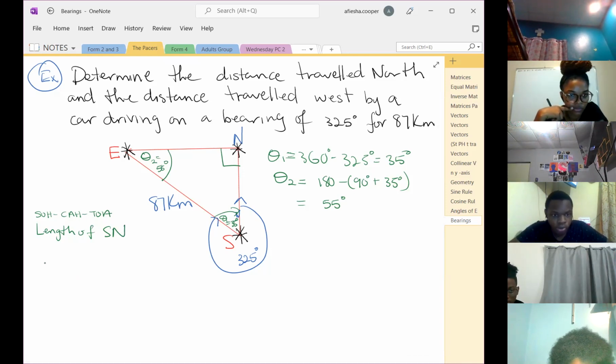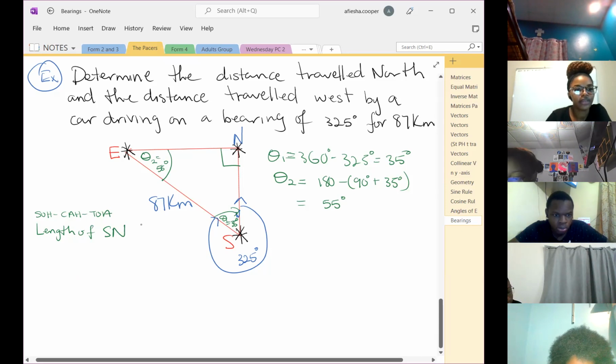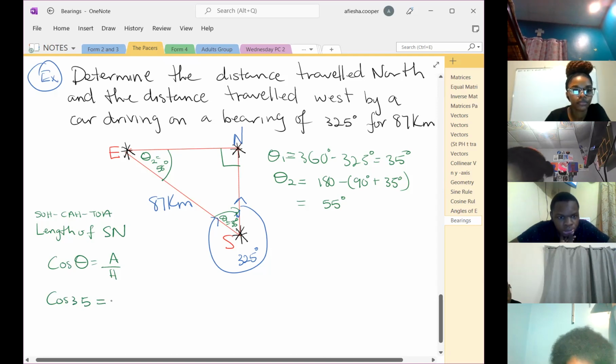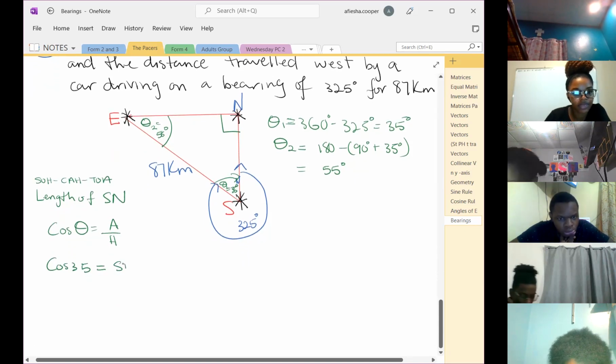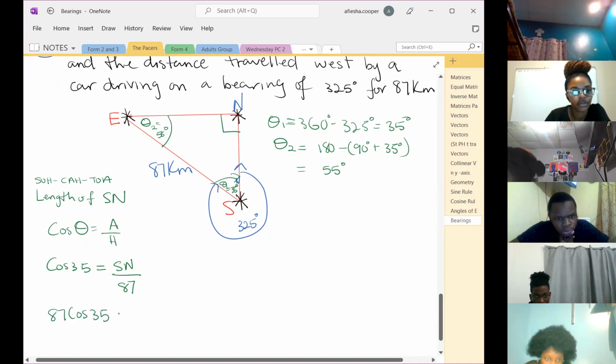Cosine. So cosine theta is equal to adjacent over hypotenuse. Cosine 35 is equal to what's my adjacent? SN is the adjacent, SN over what's my hypotenuse? 87. All right, so I'm going to end up with 87 cosine 35. So SN is equal to how much?